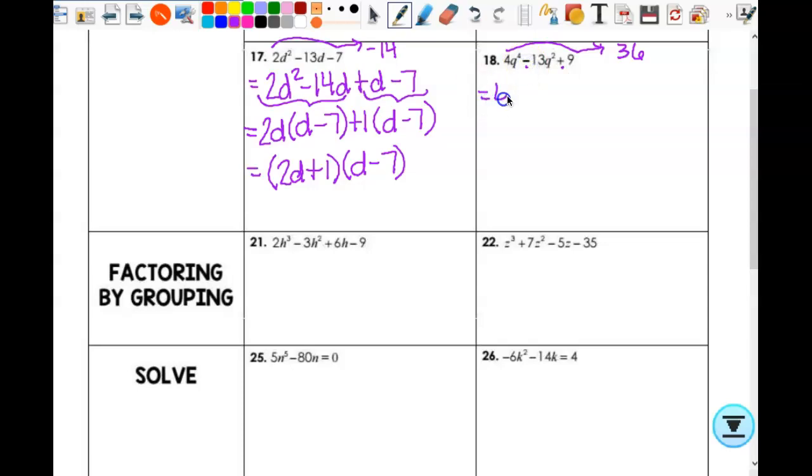So this gives me 4q to the 4th minus 4, let's see, no, let's do minus 9q squared minus 4q squared plus 9.